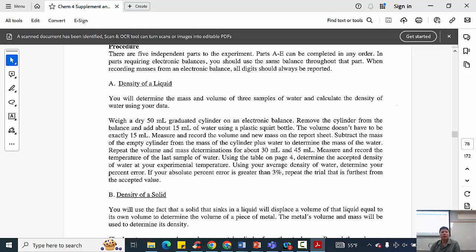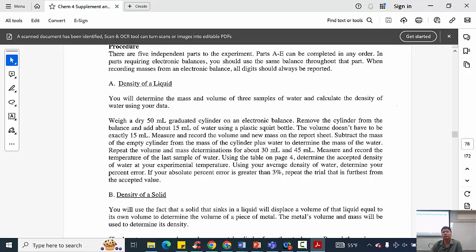So procedure part A here. There are 5 independent parts of the experiment. Part A through E can be completed in any order. In parts requiring electronic balances, you should use the same balance throughout that part. When recording masses from electronic balance, all digits should be reported. And so A, density of liquid. You'll determine the mass and volume of 3 samples of water and calculate the density of the water. Weigh a dry 50 milliliter graduated cylinder on an electronic balance.